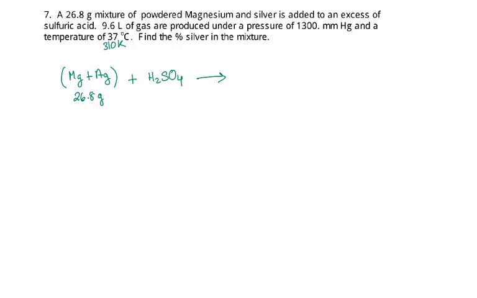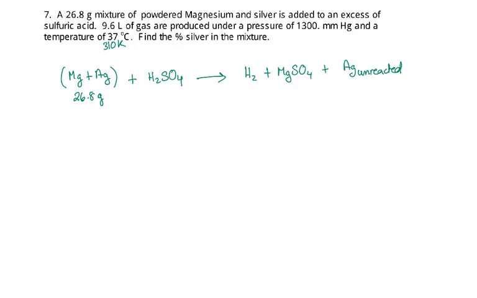So let's first figure out what kind of reaction is happening here. If I have magnesium and silver reacting with H2SO4, this would be a single replacement. But based on the activity series, we know that silver is less reactive than hydrogen, so silver will not react. Magnesium will. So the reaction will take place between the magnesium and the sulfuric acid, and our products would be H2 gas, along with magnesium sulfate. And then we're also going to get back the silver unreacted. It shouldn't have reacted, it's just the magnesium that reacted.